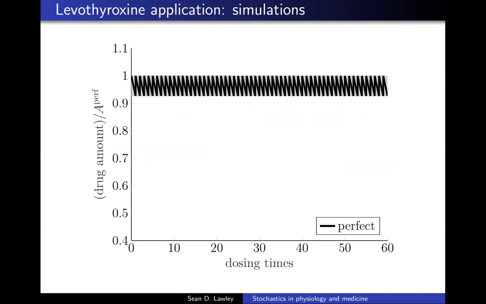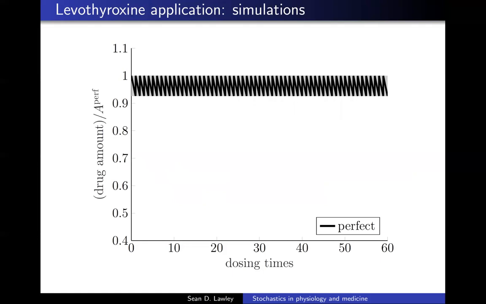So here I'm plotting the amount of drug in a patient over time as a function of the dosing times. Here I've normalized it by the amount of drug in a perfect patient right after you take a dose. So here's the perfect patient in black. You start here at steady state. You take a dose, it goes down, take it again, it goes up. So it's this sawtooth pattern. And the gray region is just highlighted between the peaks and the troughs.